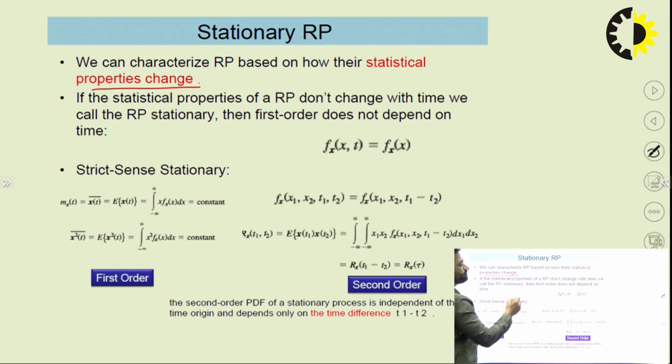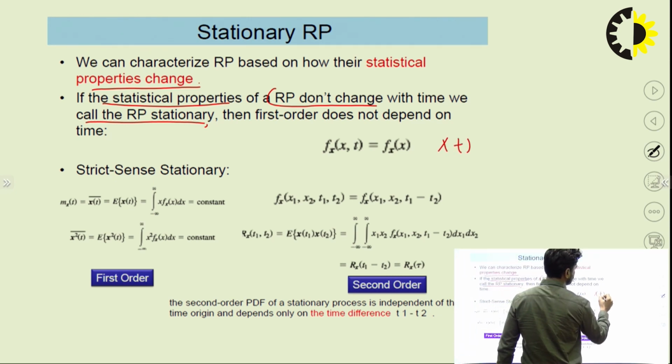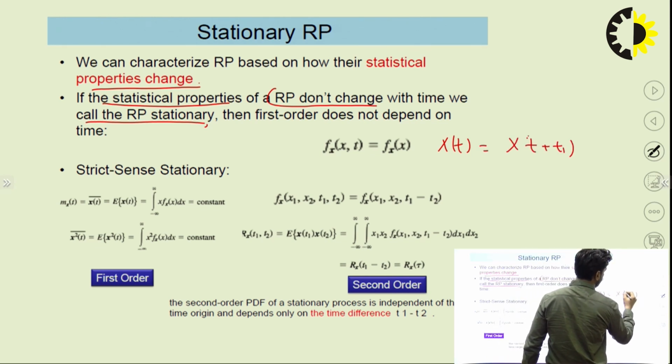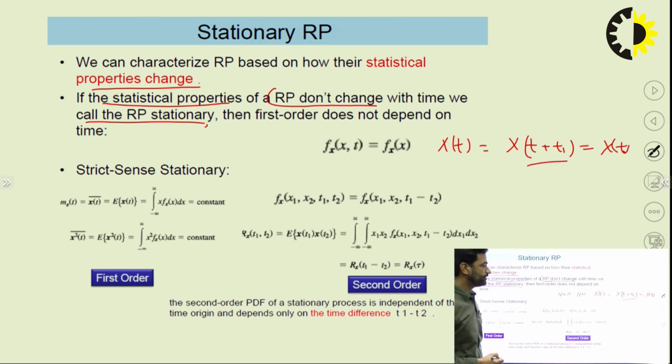Statistical properties like mean, ACF, joint PDF, CDF: do they depend upon time or not? If the statistical properties of a random process don't change with time, we call the random process stationary. Very important point: if we have X(t) and we change the time to X(t + t1), and the statistics remain the same, unaffected by time, then it's known as a stationary random process.